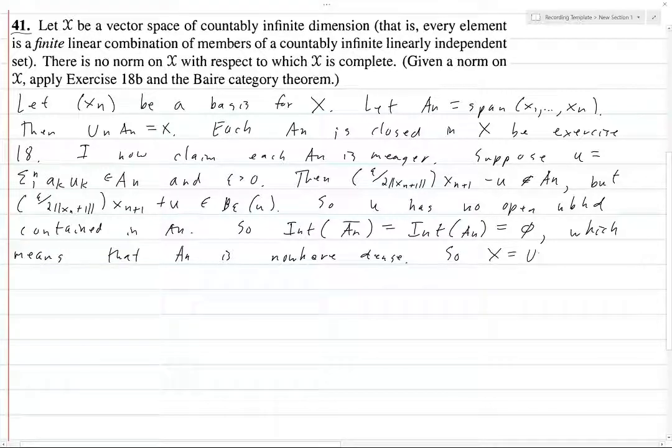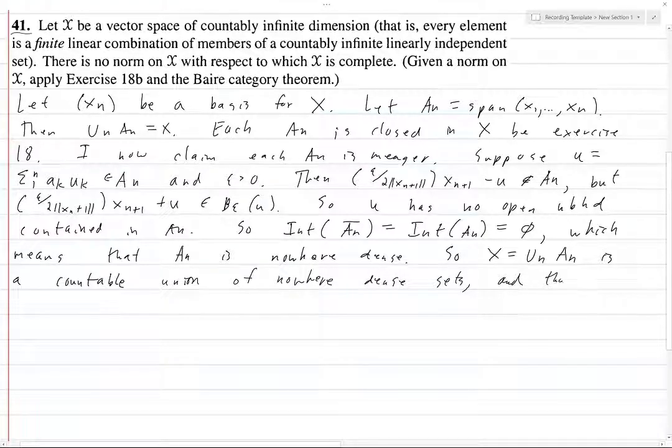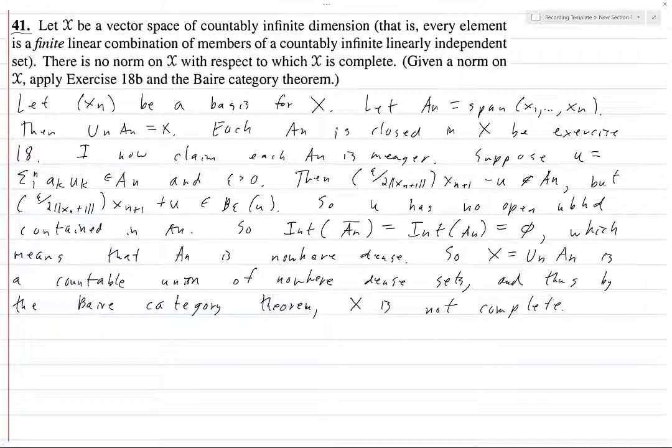So X is the union over all natural numbers n of An, a countable union of nowhere dense sets, and thus by the Baire category theorem X is not complete. So I guess there's no norm on X with respect to which X is complete.